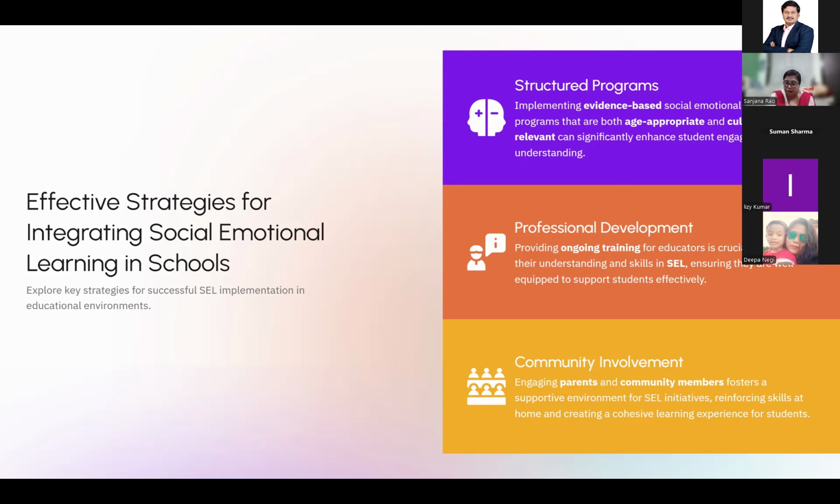And professional development. Providing ongoing training for educators is crucial to enhance their understanding and skill in social and emotional learning, ensuring they are well equipped to support students effectively. So in a professional way, how we have to develop. Trainings have to be given: how we have to speak, how we have to handle different situations, how we have to support, what are the effects of those things. All these things have to be trained, because everybody will not be good at each and everything.